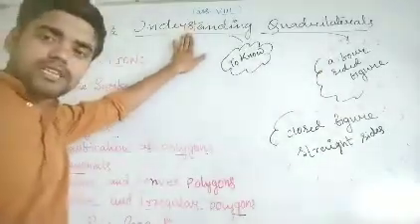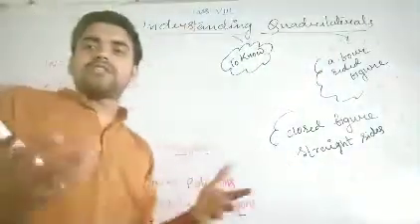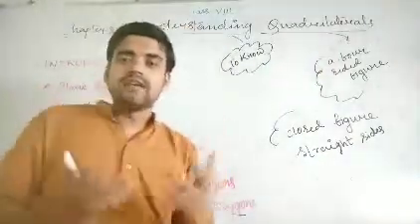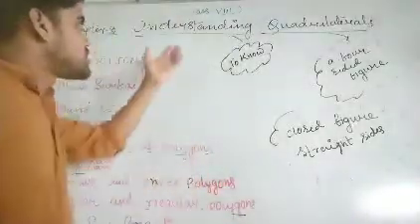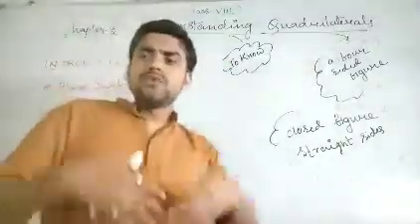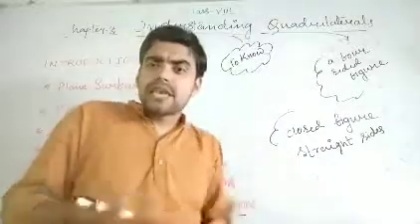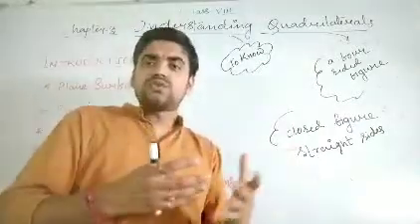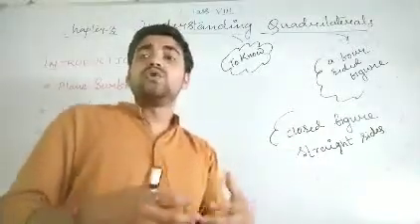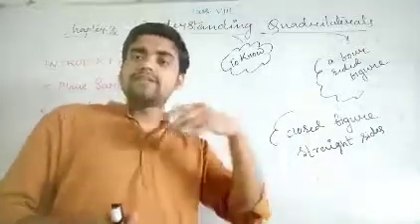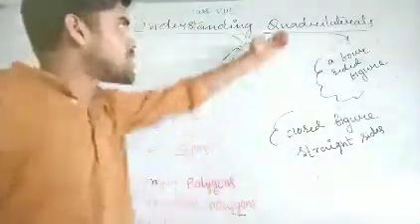What is the meaning of understanding? Understanding in simple English means samajhna, hai na? Samajhna hai. So understanding is to know new things, to know new objects, to know about this chapter, to know about the contents. So that means understand. And then quadrilateral.